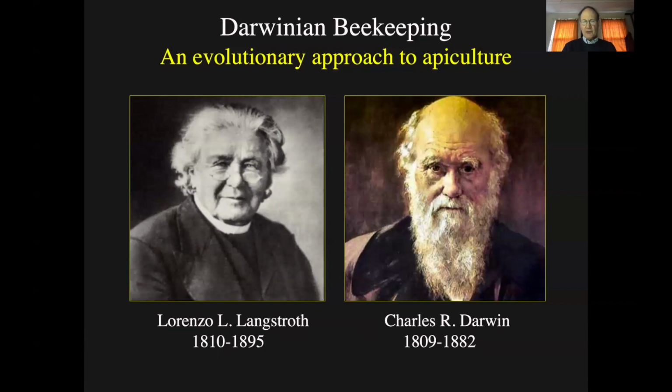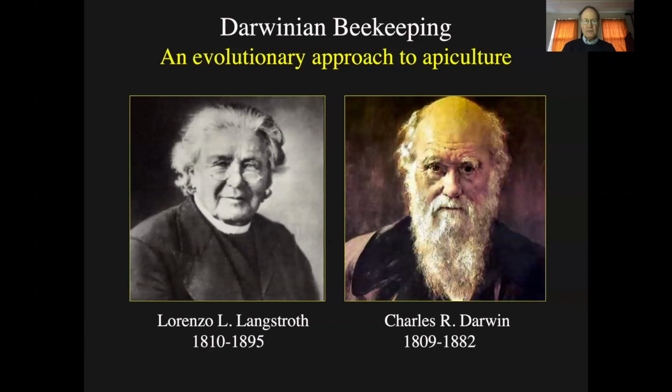You can see they're sort of similar in age in these representations. Both have silver hair, some on the top, some more below. And you can see that they were born almost simultaneously, 1810, 1809. The lifespans were a bit different. The reason I've juxtaposed them is they are both relevant to us in our beekeeping.